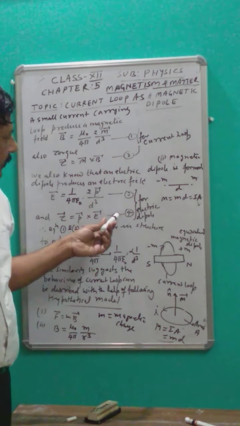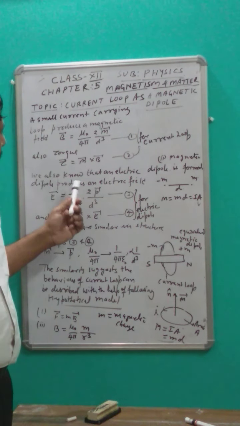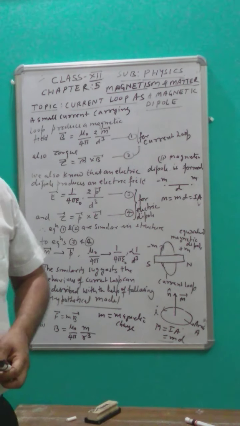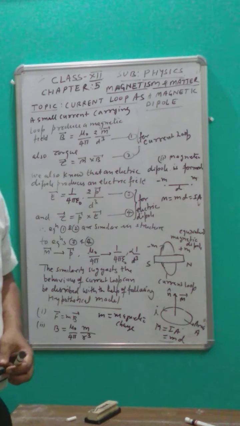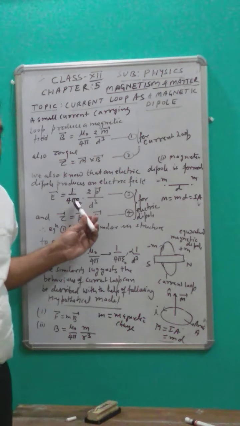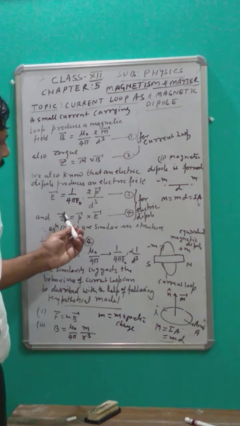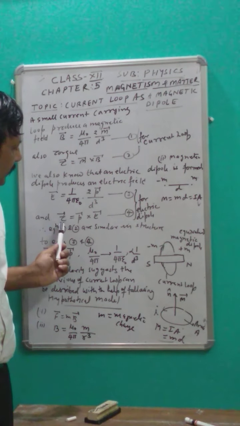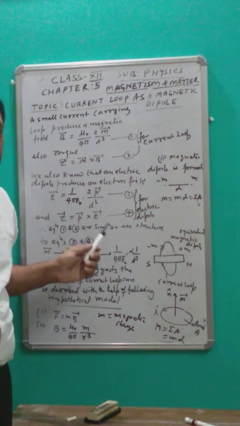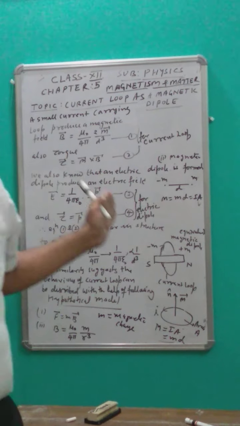In the first chapter, we have studied that the electric field is produced by the electric dipole on its axis. E is equal to 1 upon 4 pi epsilon naught, 2 p over d cubed. And the torque on the dipole in the electric field is given by torque is equal to p cross E. So these are the four equations.